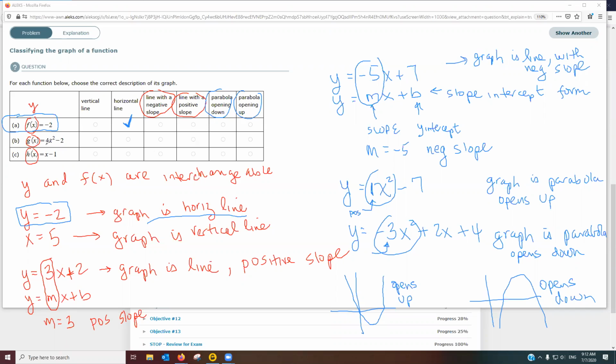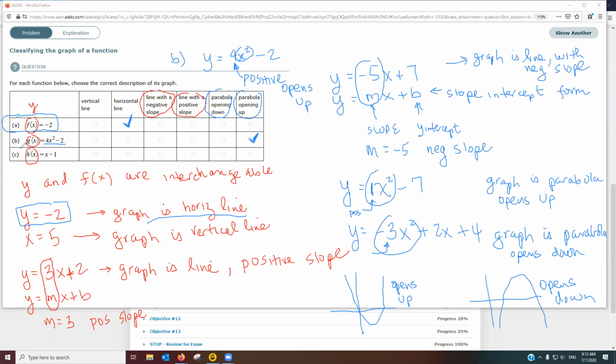Let me go to part B. Part B is y equals 4x squared minus 2. Well, if y equals 4x squared minus 2, I know this is a parabola, because anytime I see x squared in the equation, that tells me parabola. Does this open up or open down? What I do is I look at the number in front of x squared. If that number is a positive number, like it is here, that tells me the graph opens up. If this had been a negative 4 in front, I would know the graph opens down. So for part B, this is a parabola that opens up.